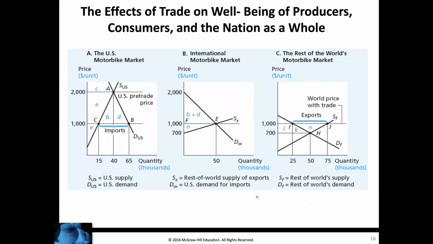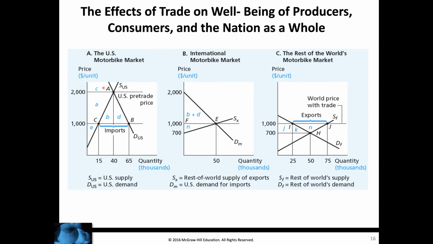Let's look at this further, the effects of trade on the well-being of producers, consumers, and the nation as a whole. So you can see we've got the same graphs here, but we've got these sections A, B, C, D, and E. In this graph, we've got B and D and N, and here we've got J, K, and N. It is clear through this slide that the US consumers are winners here.